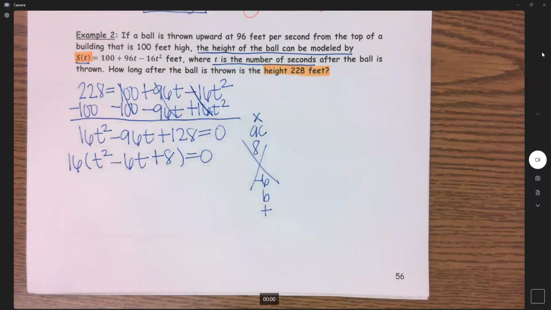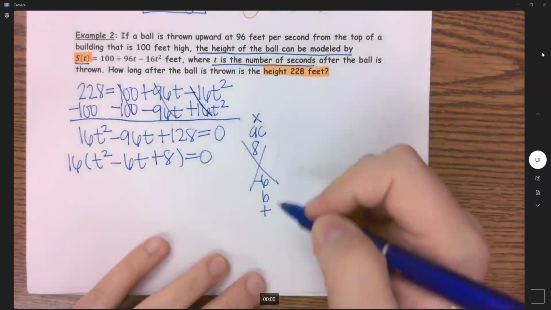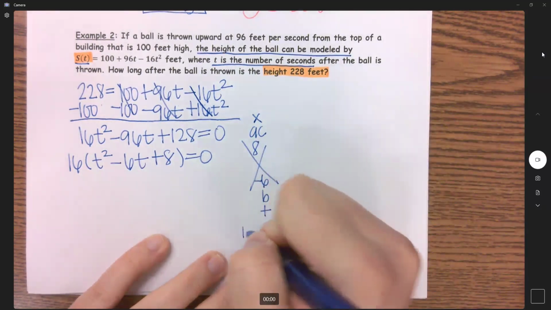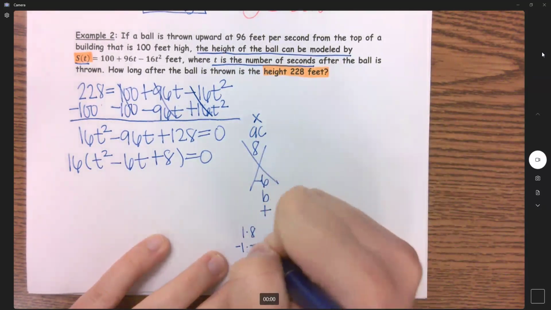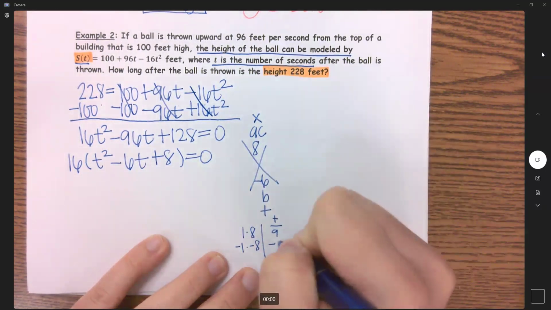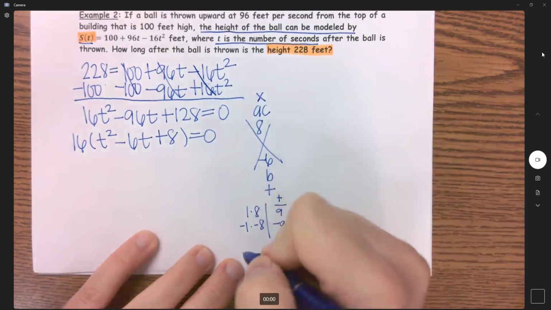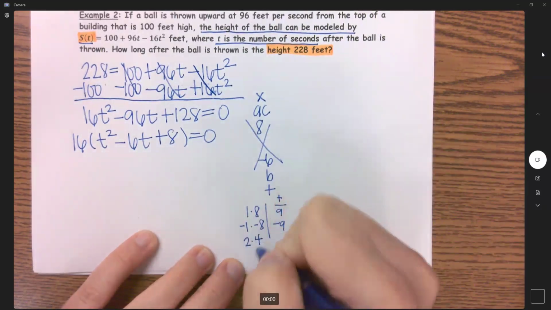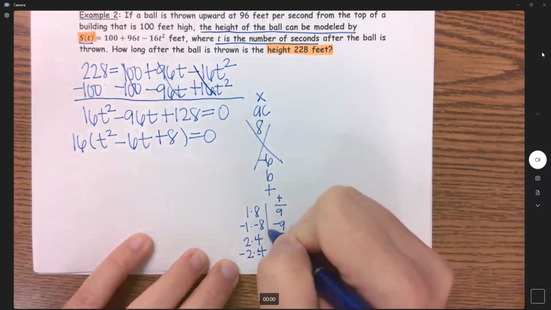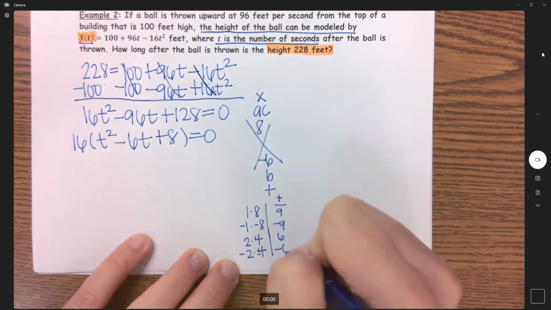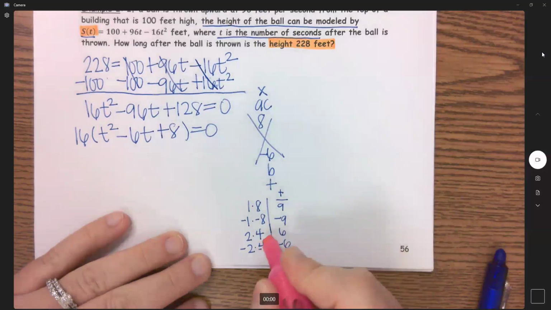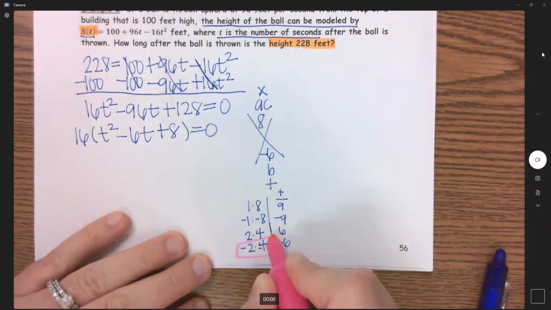Okay. If you are having trouble, list out multiples of 8. So that is 1 times 8 and negative 1 times negative 8. When I add those together, we get 9 and negative 9. So those aren't it. We can also do 2 times 4 and negative 2 times negative 4. And that would give me 6 and negative 6. So there is my answer.